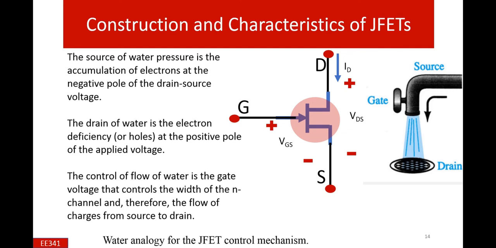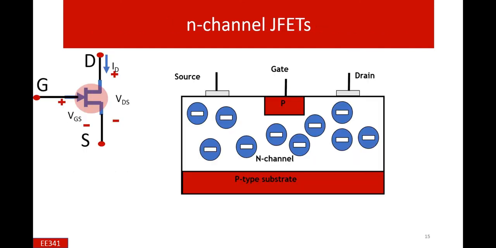And the potential between the gate and the source is like the pressure of water, which we can change with the variation of the knob. So this is the N channel JFET.